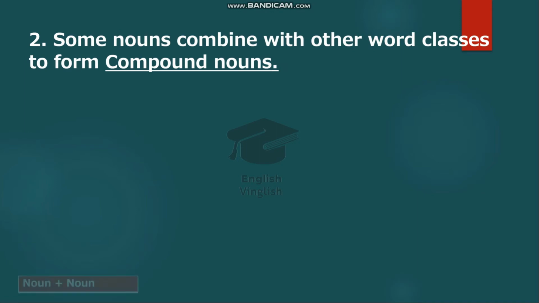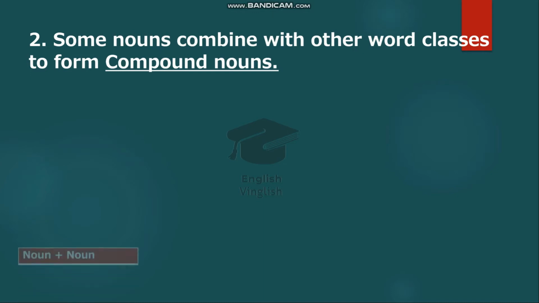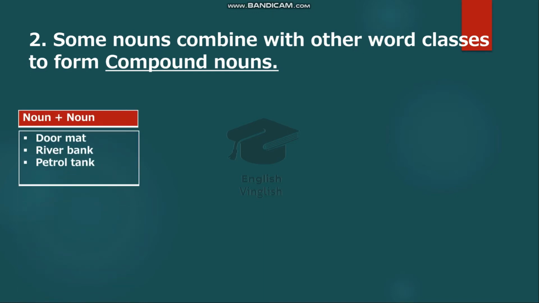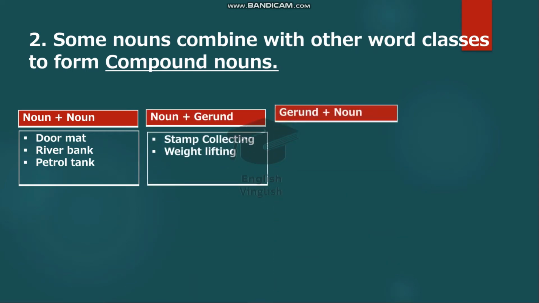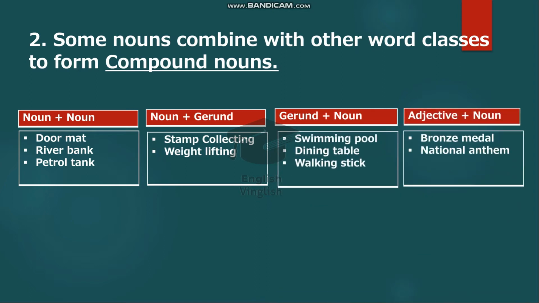Second one, some nouns combine with other word classes to form compound nouns. There also you can see a grid, noun plus noun. Two nouns combine together to make a compound noun. For example, doormat, riverbank, petrol tank. Doormat. If we take door and mat separately, it gives us two different ideas. But if we take those two words together, it refers to one thing.